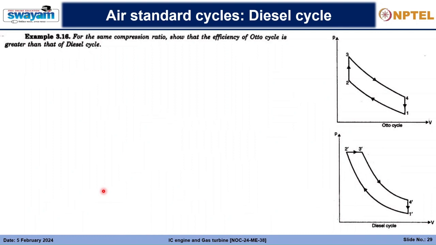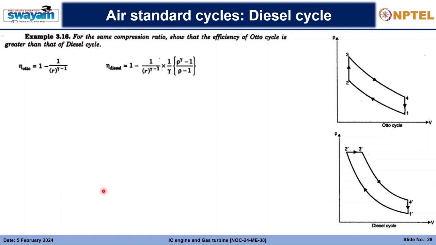So the next question is: for the same compression ratio, show that the efficiency of Otto cycle is greater than that of the diesel cycle. If you need a very concrete explanation of why, for the same compression ratio, the efficiency of Otto cycle is greater than that of the diesel cycle, I've shown you that it is greater, but I have not given you a concrete explanation.